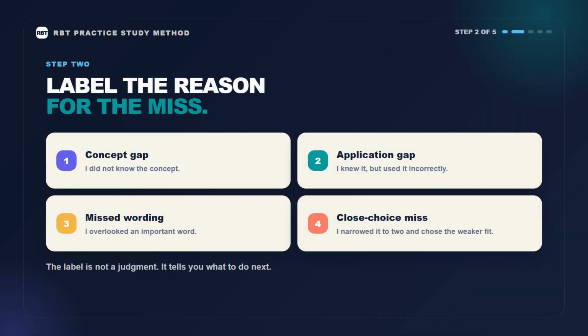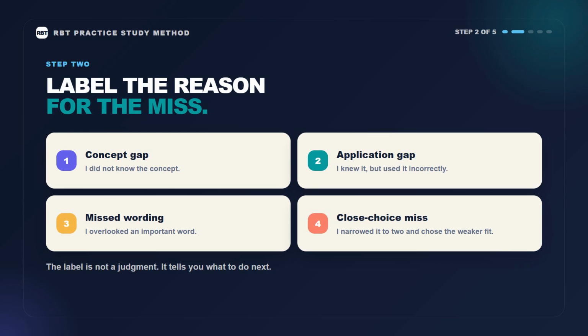Step 2. Label the reason for the miss. Use 4 simple categories. 1. I did not know the concept. 2. I knew the concept but applied it incorrectly. 3. I misread an important word in the question. 4. I narrowed it to 2 options and chose the weaker one.